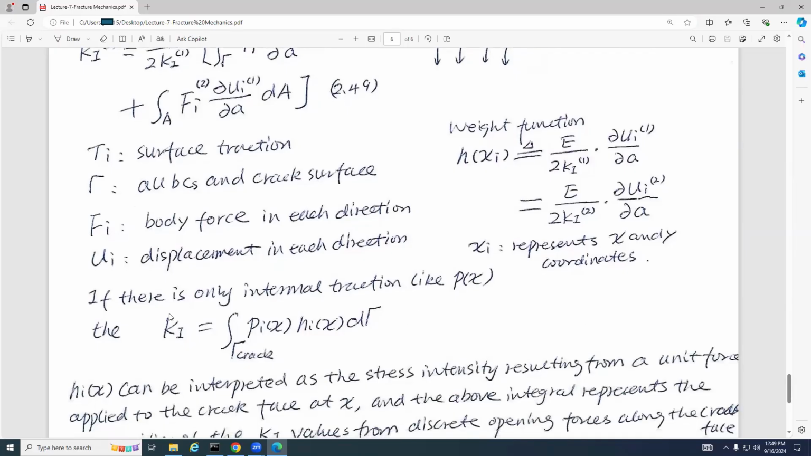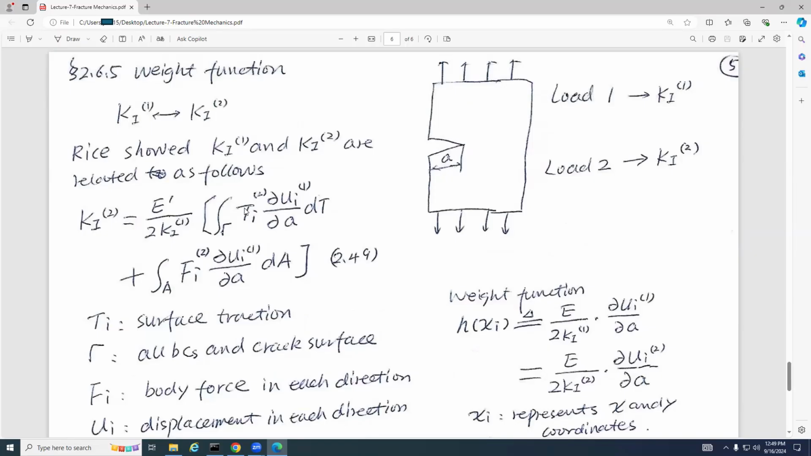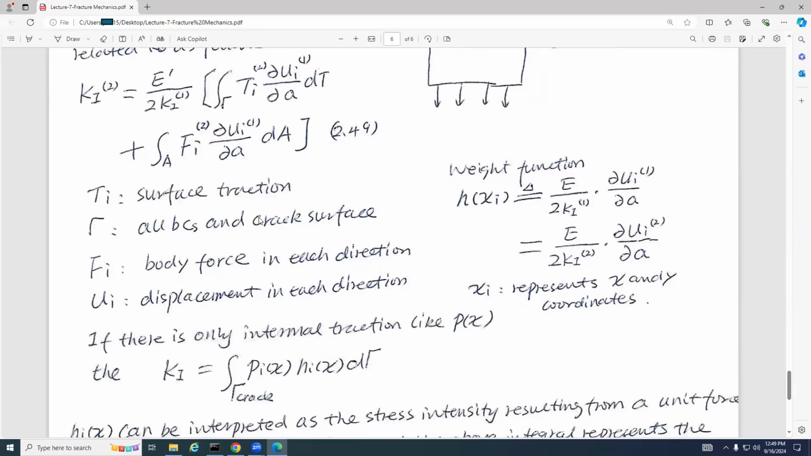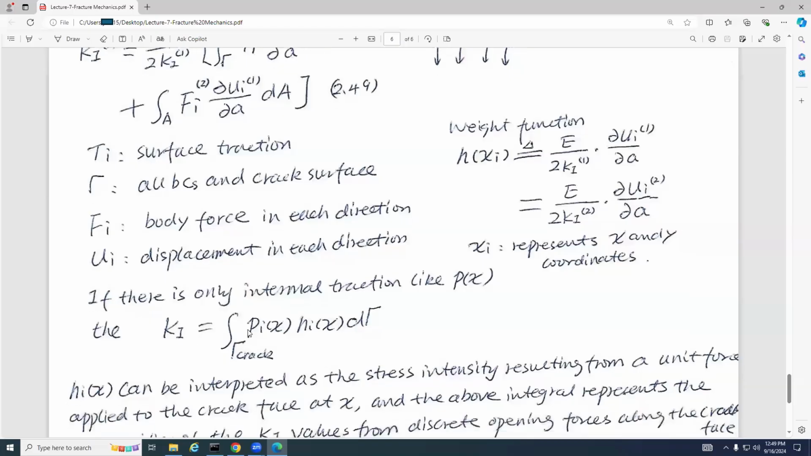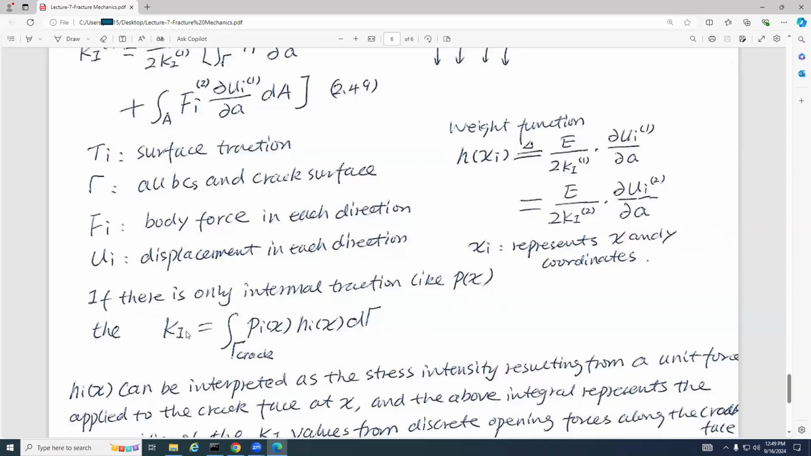So if there is only internal traction, guys, look at here. If there is only internal traction, that means on the crack face, there is no body force. So this term will disappear. We only have this one. So that's Ki equals the integral of Pi Hi d gamma here, right? That Pi is the traction, and this is Hi. So we can use this equation to calculate the Ki.